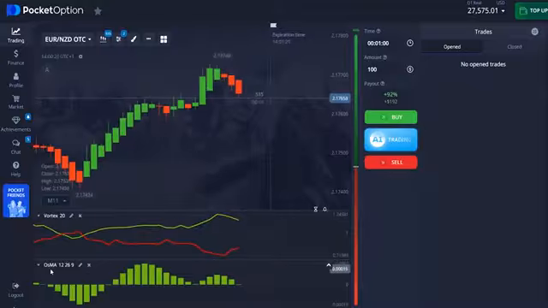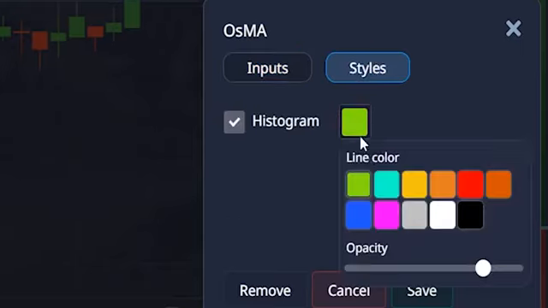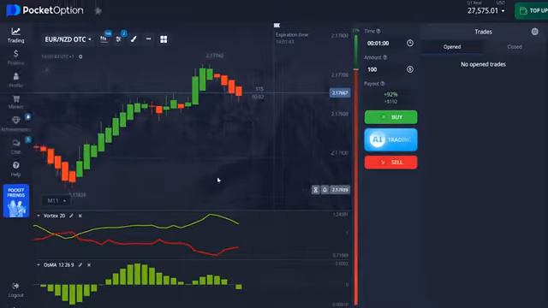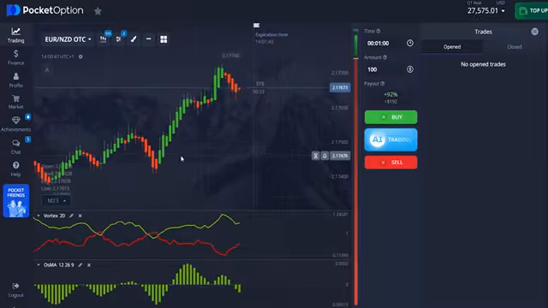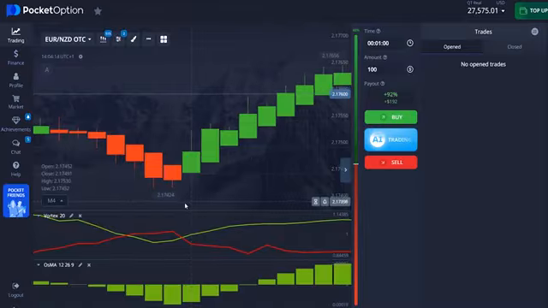The second indicator, which is OSMA, comes with the fast EMA period of 12, the slow EMA period of 26, while the signal SMA period is 9. Right here on the style level, we're going to be making use of a green color as well, and you're going to increase the opacity just a bit. When you're done, just click on save. So that is pretty much all about the settings of the 2 indicators we're going to be using in this strategy, guys. So guys, this is how the strategy works.